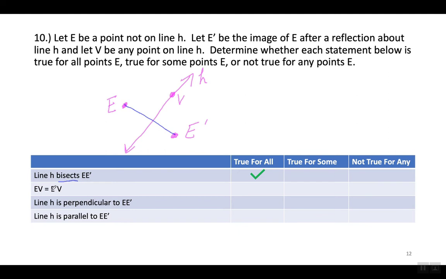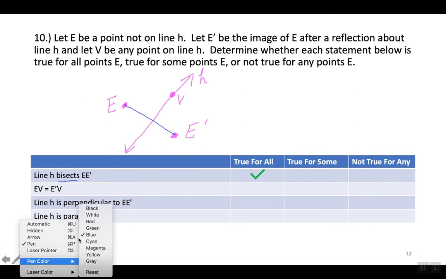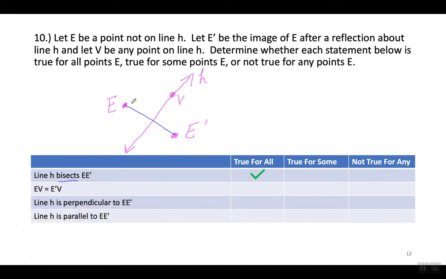Alright, let's look at the next one. EV is equal to E prime V. Alright, let me change up colors here on my pen to red. So EV is equal to the distance of E prime to V. That is also true. Alright? I could have put point V anywhere, and the distance from E to that point and E prime to that point has to be the same. So that is also true.